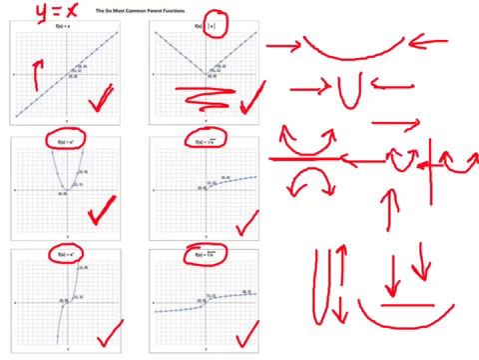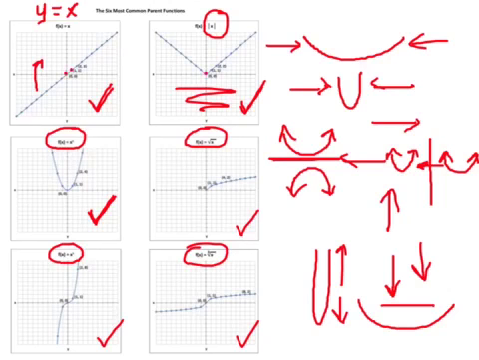So those are all the transformations that we need to know. And so what's going to happen is you're going to do those transformations by thinking first of the parent function, and then you're going to do whatever transformation is necessary. The last thing I want you to notice on these 6 functions is that they all have something in common. They all go through (0, 0).